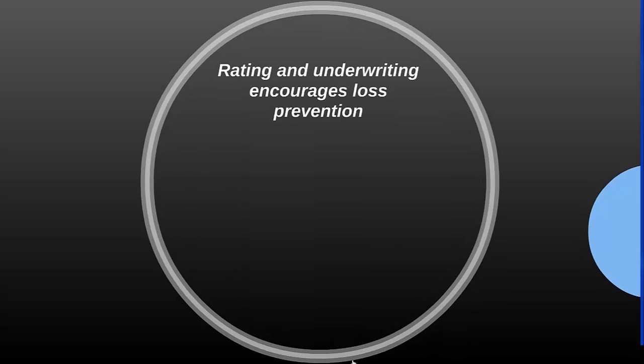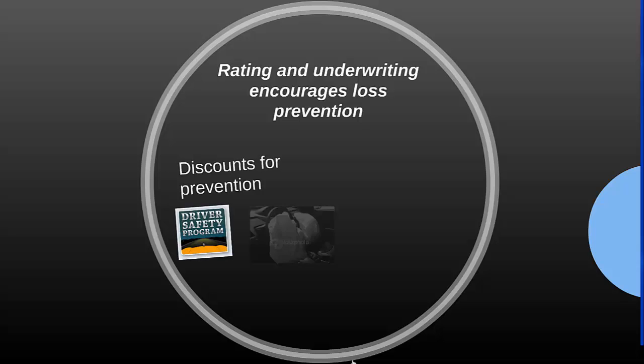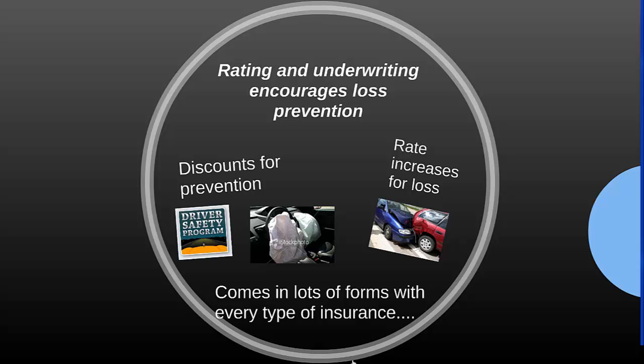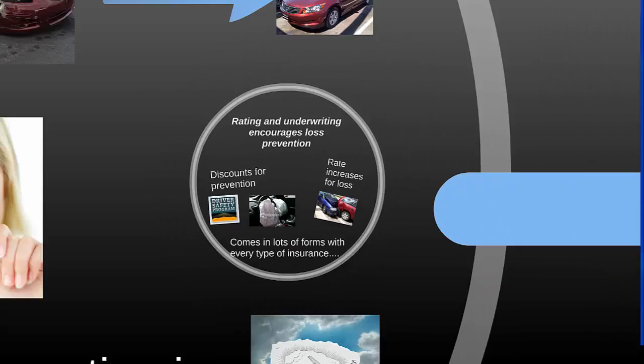Additionally, rating and underwriting encourage loss prevention. You get discounts for prevention efforts, like taking a driver safety program and having airbags in your vehicle. And you get rate increases for loss. So therefore, you're encouraged to actually prevent losses from ever happening in the first place. Loss prevention encouragement comes in lots of different forms with every type of insurance. There are lots of ways that insurance rates and underwriting encourage loss prevention. And these days, many insurance companies and insurance brokers have their own departments to help you determine how to reduce your loss experience. But there are social costs of insurance.